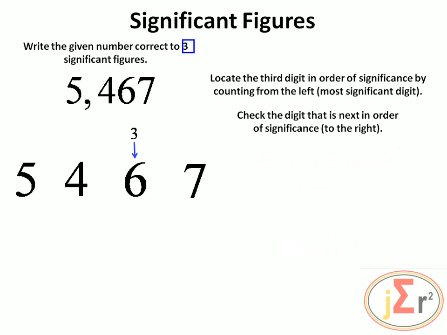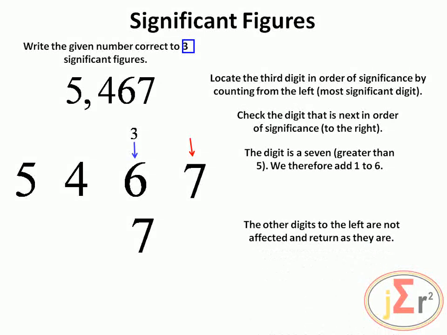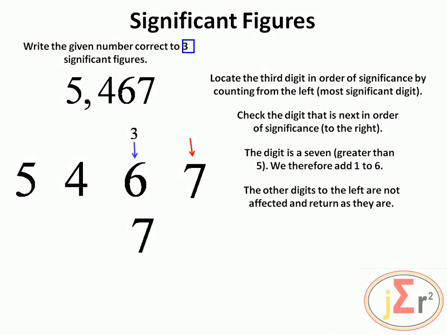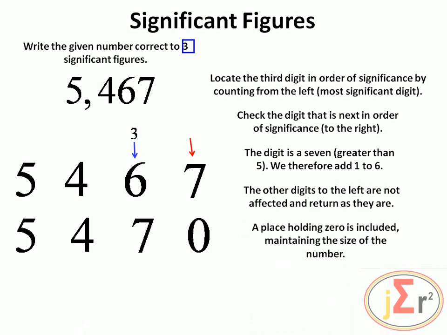Check the digit that is next in order of significance, which is to the right of it. That one. So what do we do next? The digit is 7, which is greater than 5. We therefore add 1 to 6, so that we're going to have 7. The other digits to the left are not affected and remain as they are. A placeholding 0 is included, maintaining the size of the number. Of course, we need to include that placeholding 0 for reasons we will see in a minute.